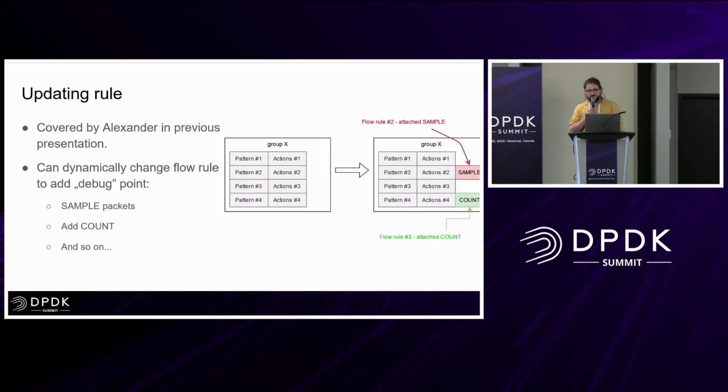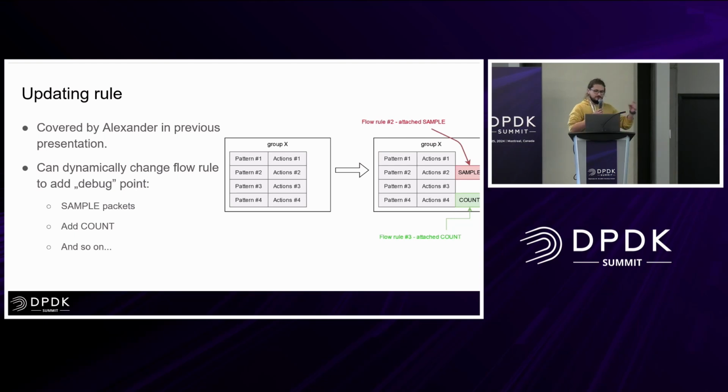And using the RTE Flow Update API, we can basically take the existing flow tables where we have some group with many flow rules with different patterns and actions, and we can update these rules in place. So let's say that the target hardware receives some weird packets on some given 5-tuple, and we want to look at them in the application to debug them.